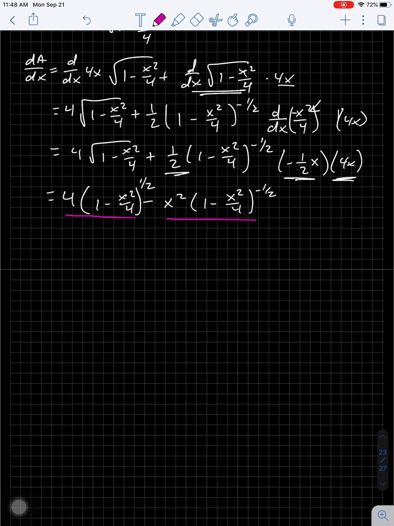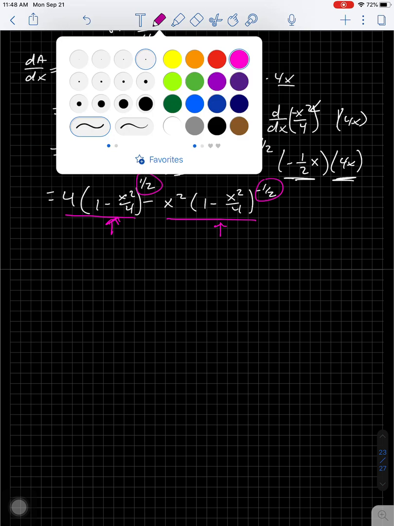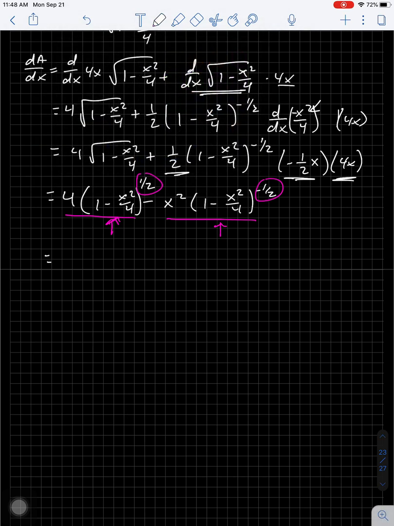You've got two terms right here, and you've got fraction exponents. The deal is you pull out this to the smallest power, and the smallest power is negative 1/2. So I want to factor out 1 minus x squared over 4 to the negative 1/2. And what that leaves me with in this term is a 4, okay?